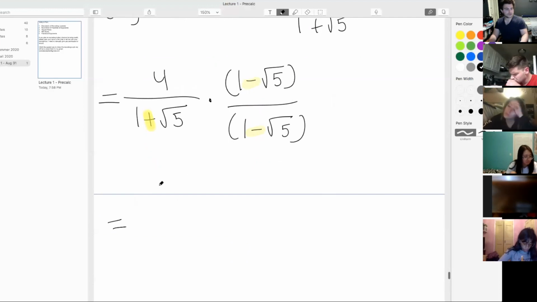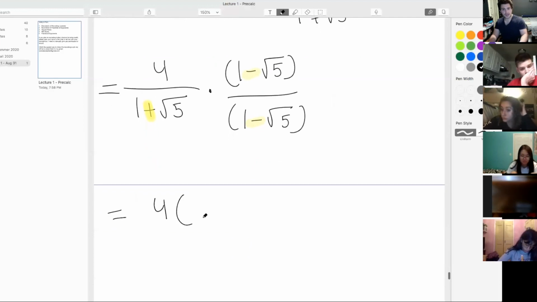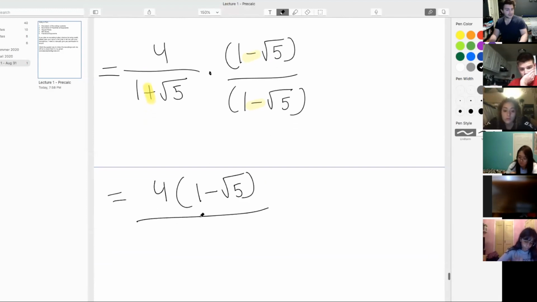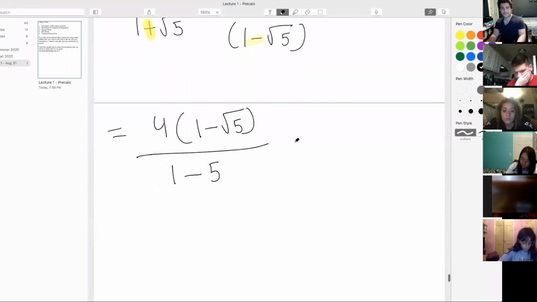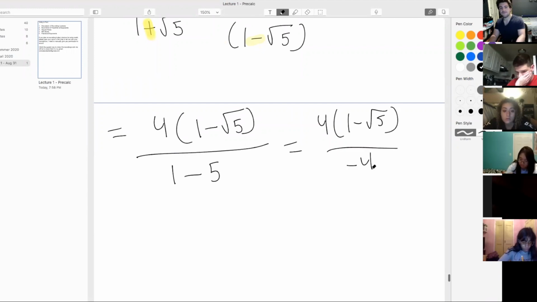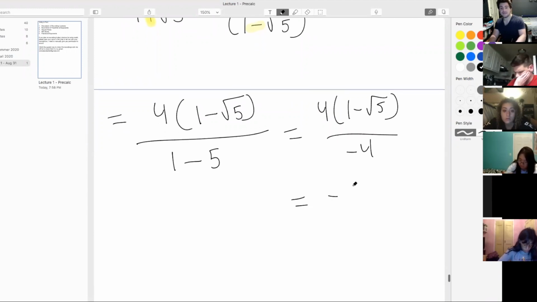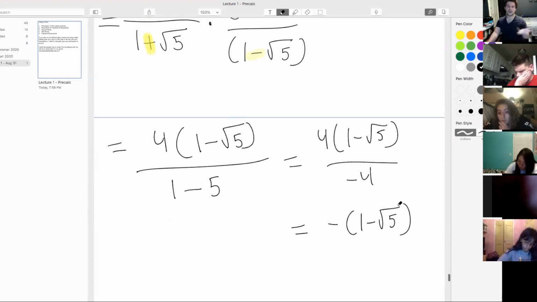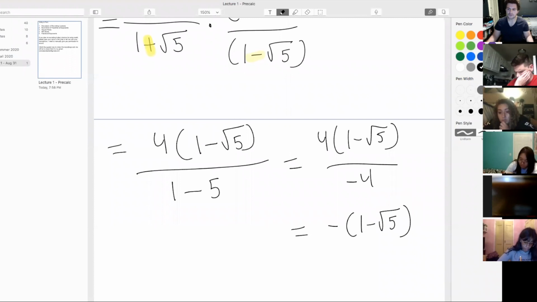This will turn out to be 4 times 1 minus square root of 5 in the numerator, and the denominator comes out to 1 minus 5, which is negative 4. So this is 4 times 1 minus square root of 5 over negative 4, and this is just negative 1 minus square root of 5. I moved very fast there, but does someone have a question?